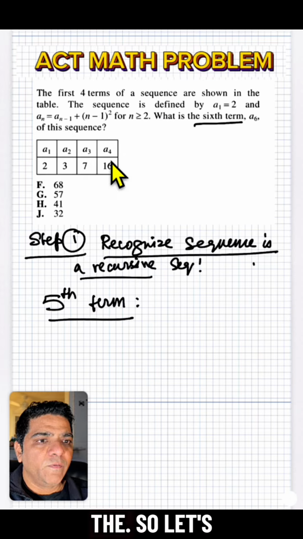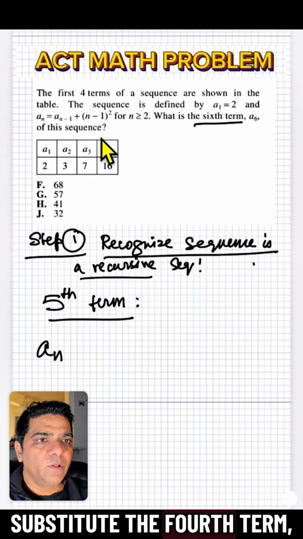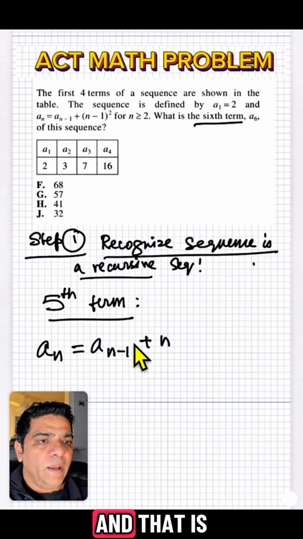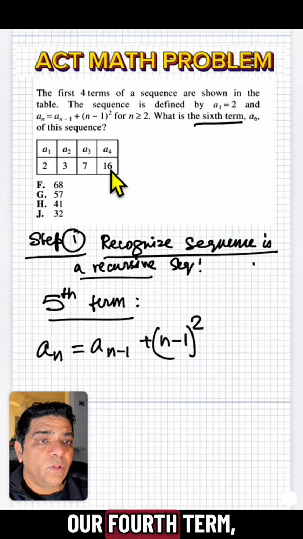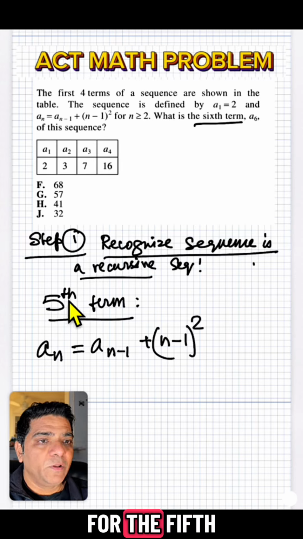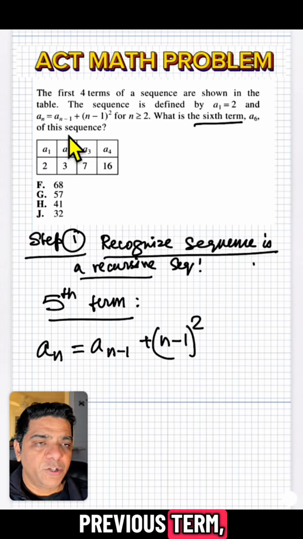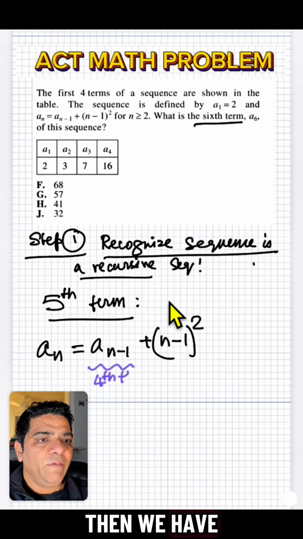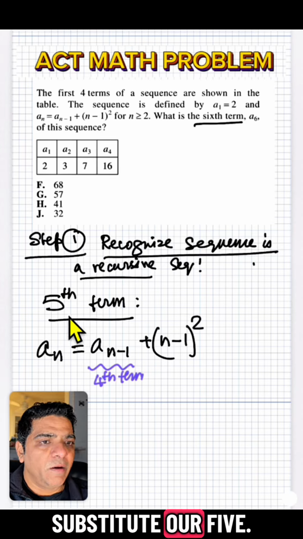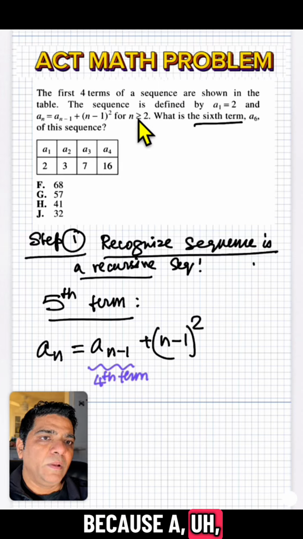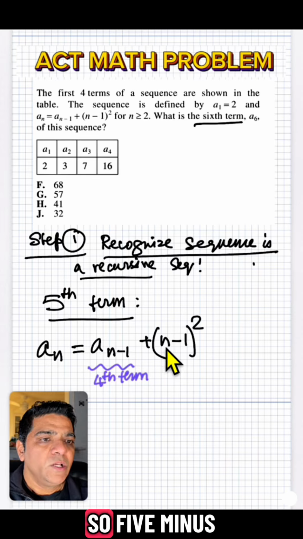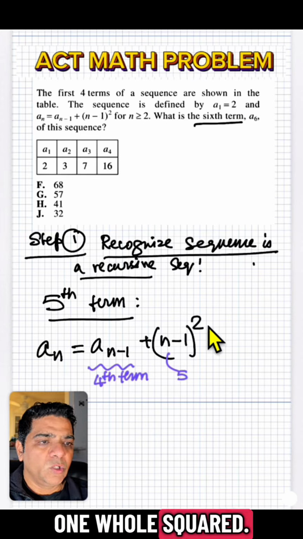So let's substitute the fourth term, which is a sub n minus 1, and that is going to be our fourth term, which is 16. Because remember, for the fifth term, we need to use the previous term, which is the fourth term, 16. Then we substitute our 5, because a sub 5 is the fifth term, so 5 minus 1 whole squared.